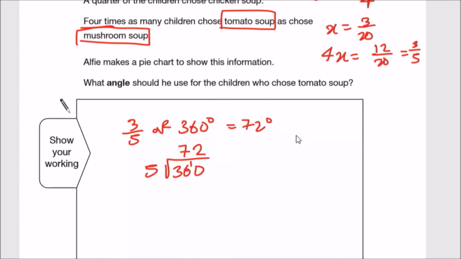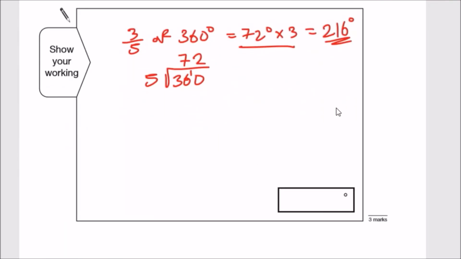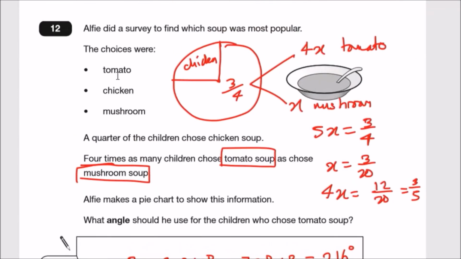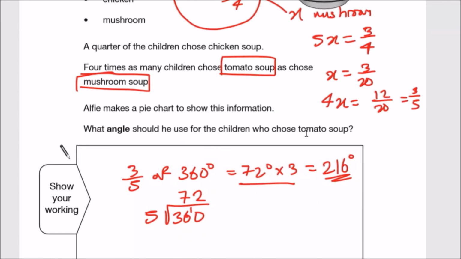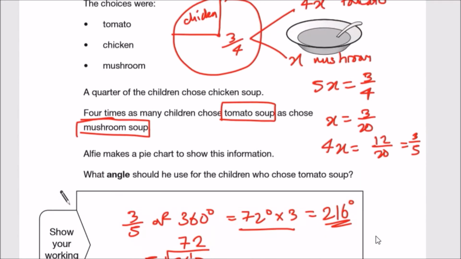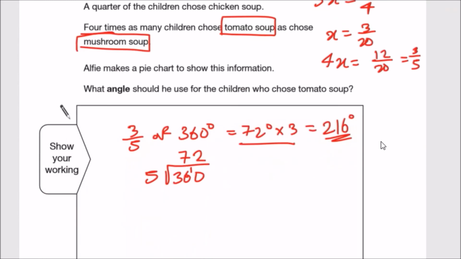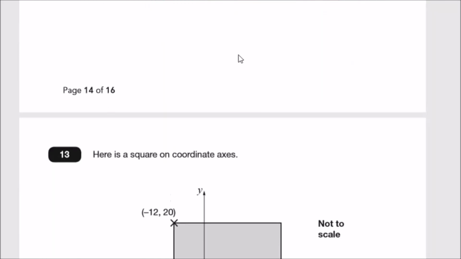And because it's 3/5, well, you multiply by 3. And this now gives us, well, 72 times 3, so 70 times 3 is 210. 2 times 3 is 6, so 216. And that's it. The angle that represents this is 216 degrees. Ooh, definitely a bit tricky, isn't it? And of course, chicken is 90, and well, the other one, what was it? Mushroom would be 4 times smaller. Yep, that's it. Let's go.